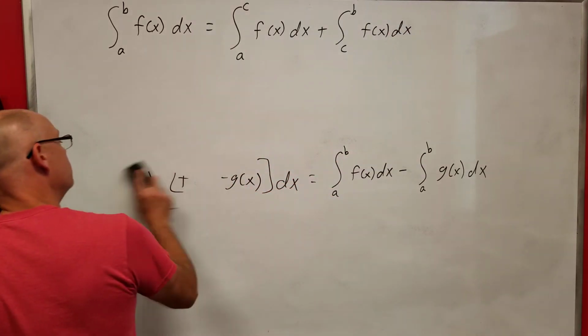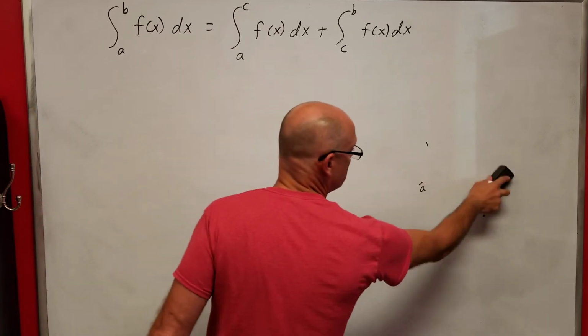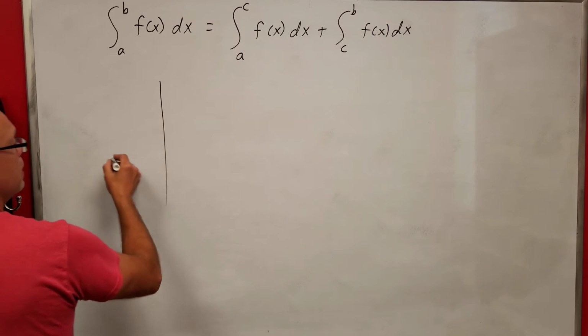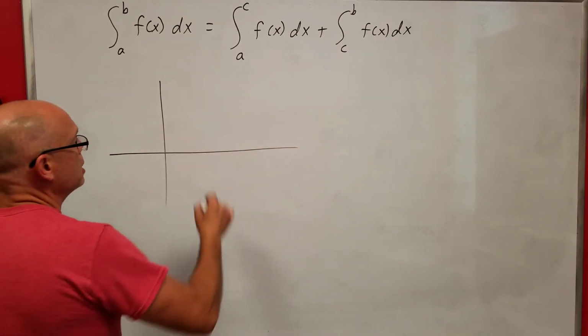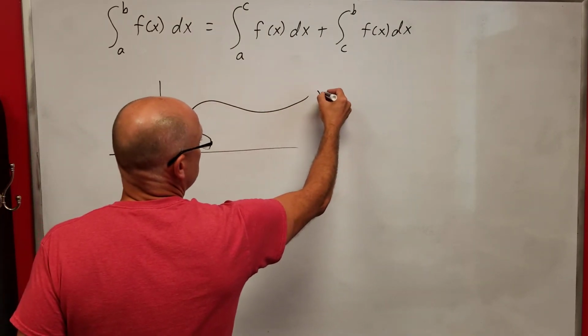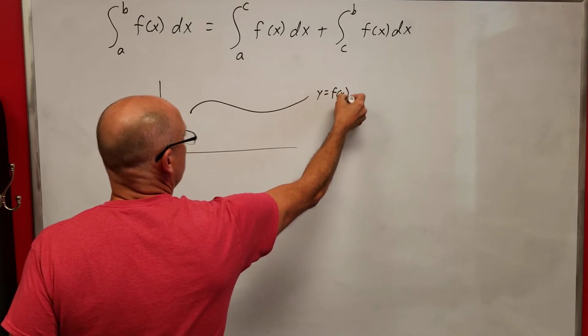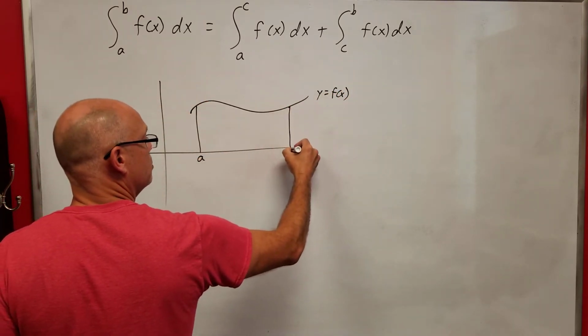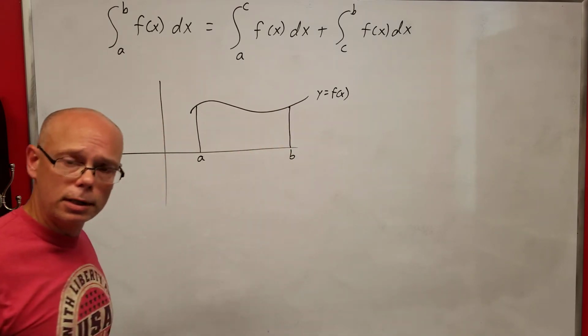All right, let me show you what that means, because a lot of people get confused if they put a c in there. Here's what this basically means, okay? Suppose I want the area under this curve, y is equal to f of x from A to B. I want this area under the curve right there, okay?